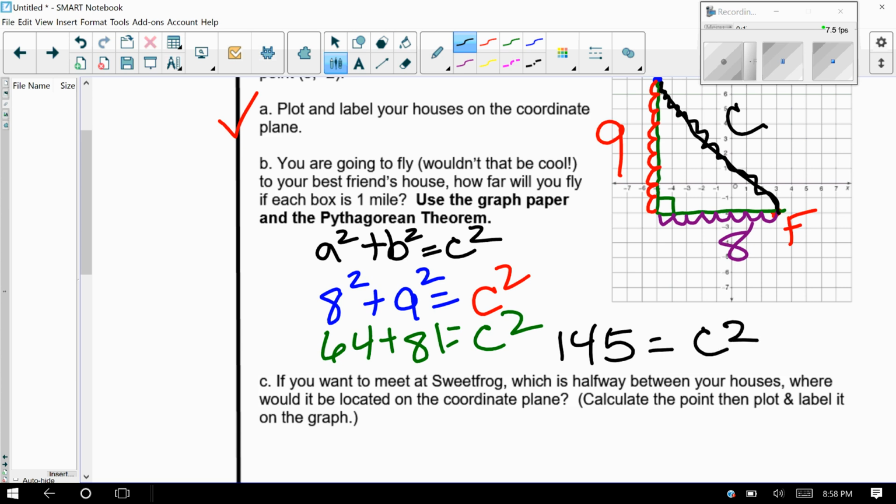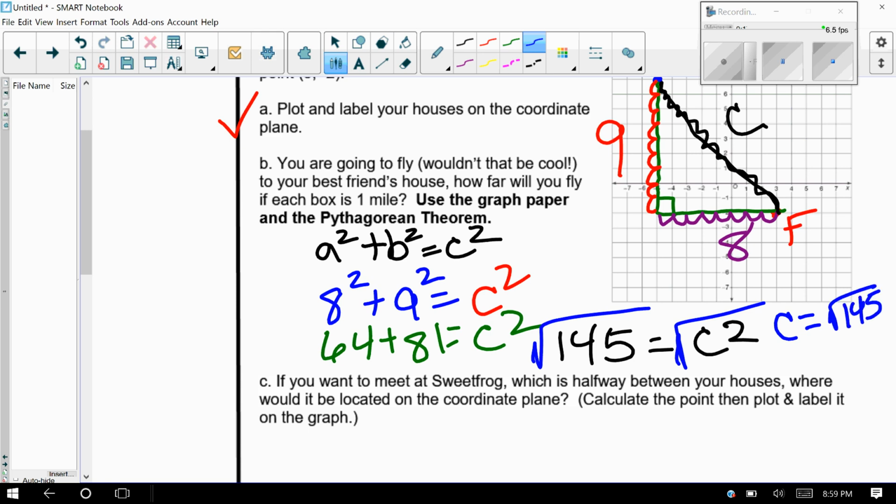And then what we're going to do, since we have c squared, to get rid of it, remember we always take the square root. So the square root of 145 and the square root of c squared, and that way the square root and the squared, they cancel, right? And we're going to have c is equal to the square root of 145. You can leave it like that, square root of 145.